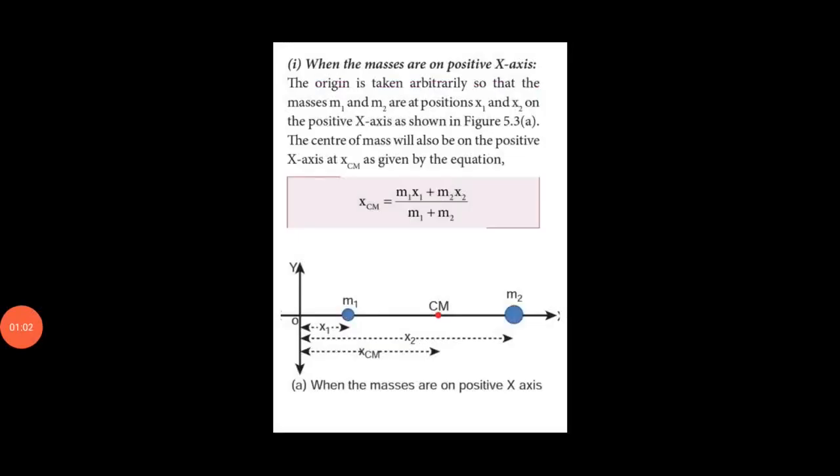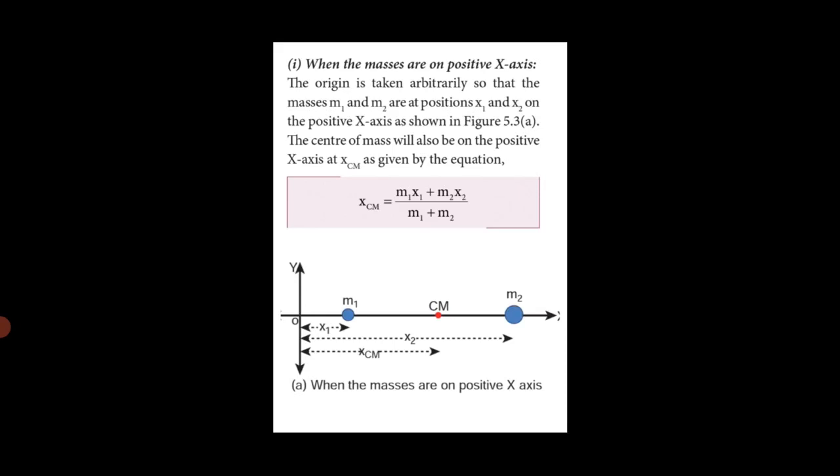So what is the first position? It is when the masses are on the positive x-axis. We know that they can be on the x-axis, at the origin, or on the negative axis. In the first case, we take the masses on the positive x-axis. The origin is taken arbitrarily, so the masses m1 and m2 are at positions x1 and x2 on the positive x-axis. So the center of mass will also be on the positive side. That is why we take xcm. You know what xcm is, I already discussed in class. It is nothing but the center of mass on the x-axis.